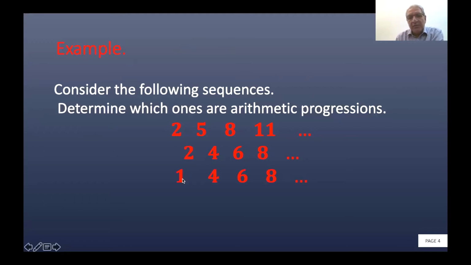Here, you have 1, adding 3, you get 4, adding 3, you get 7, not 6. Therefore, this is not an arithmetic progression. Now, look at this sequence. Here is 15. To get 12, you have to add minus 3, or subtract 3. Again, from 12 to 9, you are subtracting 3. 9 to 6 also, you are subtracting 3. That means the first term of this sequence is 15, and the common difference is negative 3. Therefore, this one is also an arithmetic progression.